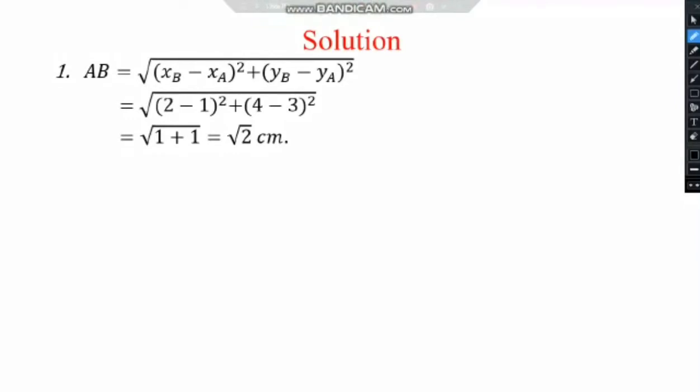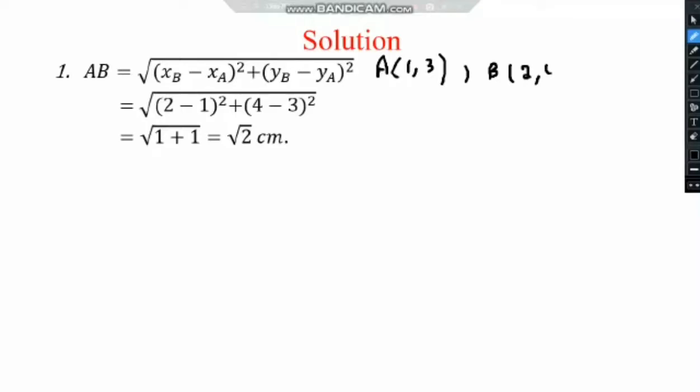Length of AB is the square root of (xb minus xa) squared plus (yb minus ya) squared. A of coordinates 1, 3, and B of coordinates 2, 4.